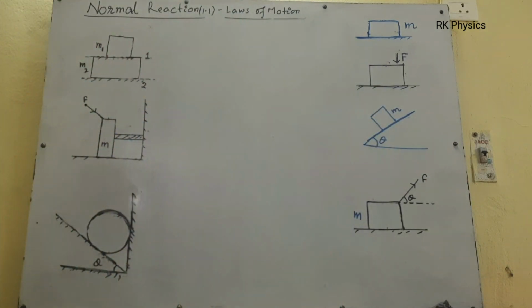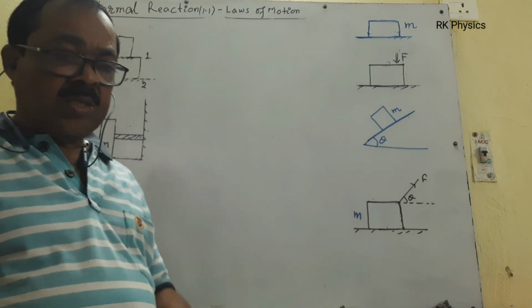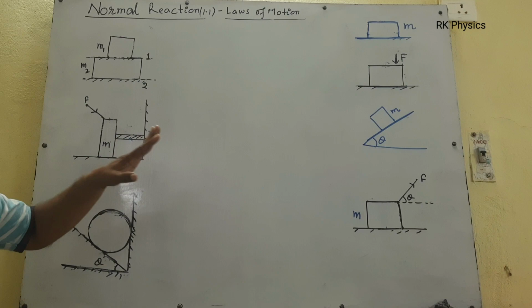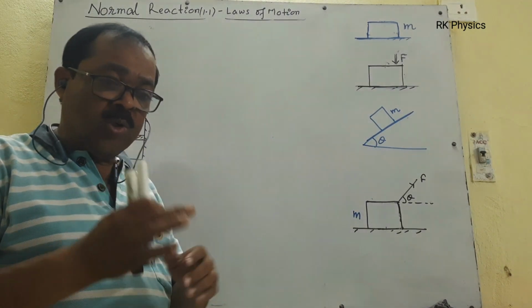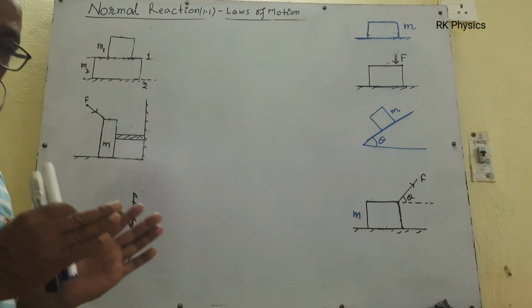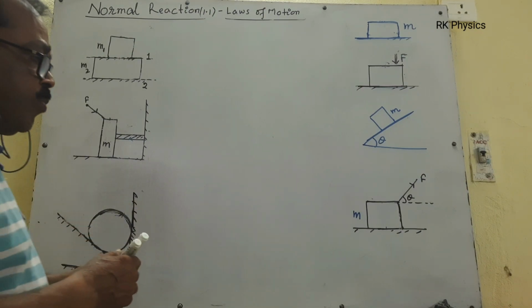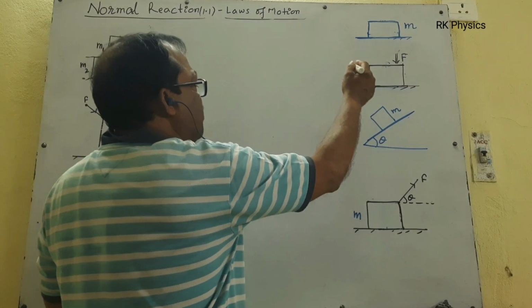Welcome dear friends. Now in this video we will discuss normal reactions in different situations in equilibrium. In equilibrium condition, that means there is neither motion along horizontal nor along vertical. Okay. Let us come to the first figure.